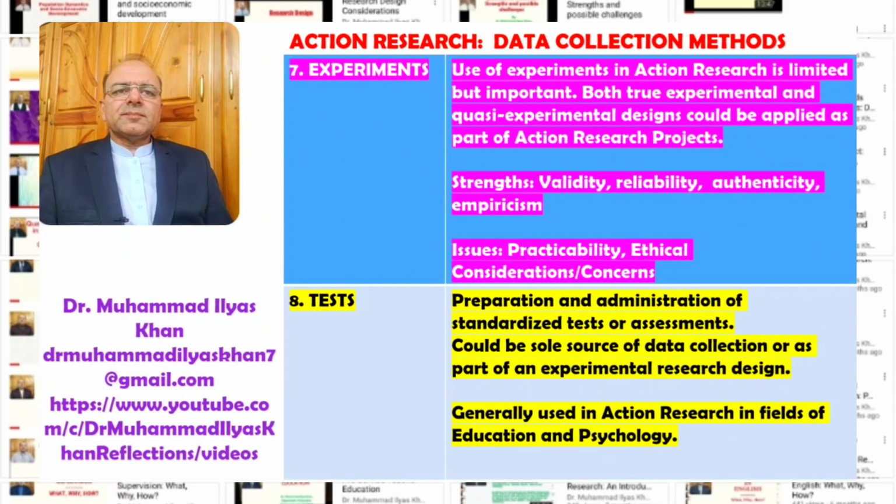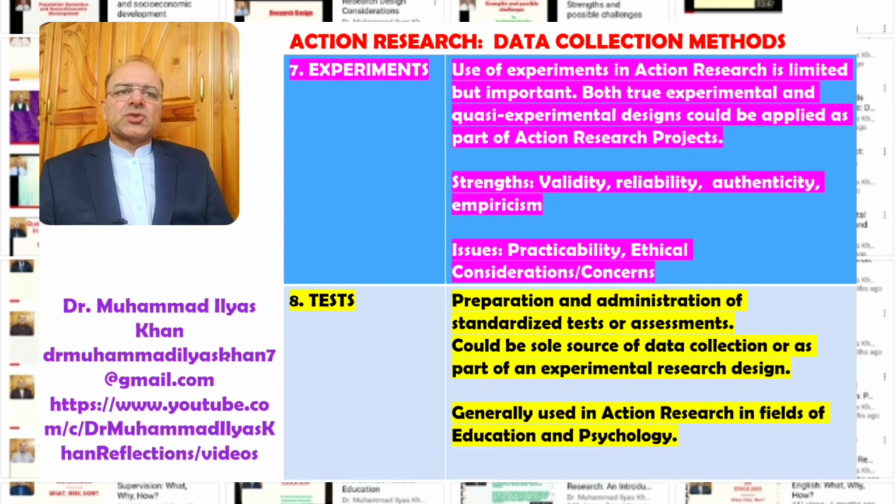Lastly, in some cases in action research, we could make use of experiments as part of the action research. The use of experiments, although limited in action research, is important in certain cases. For example, in certain educational contexts or in certain psychological fields, where we can make use of experiments as part of the data collection process.